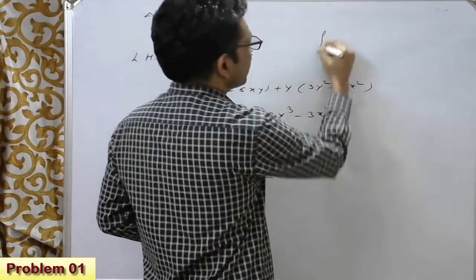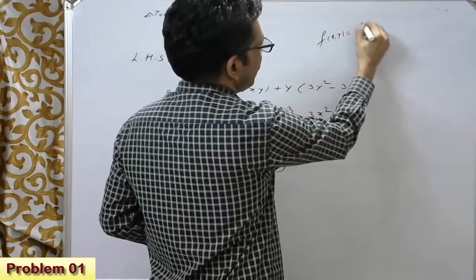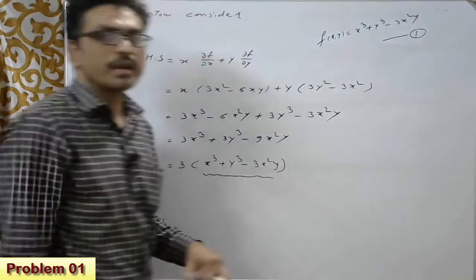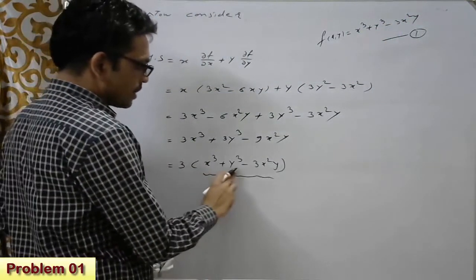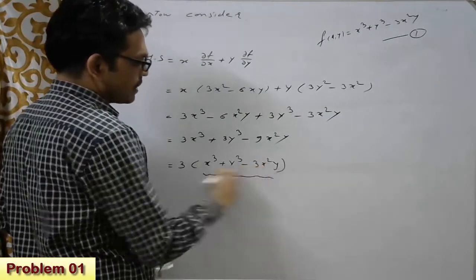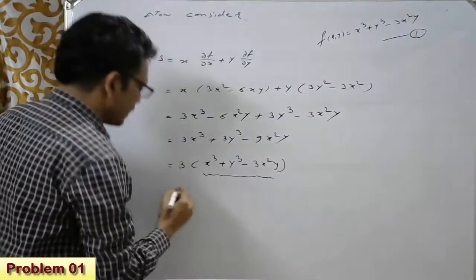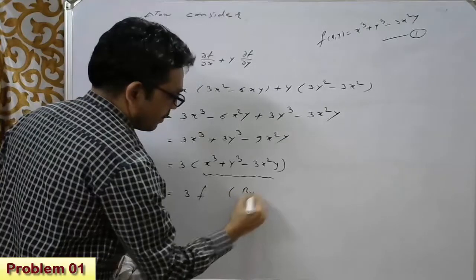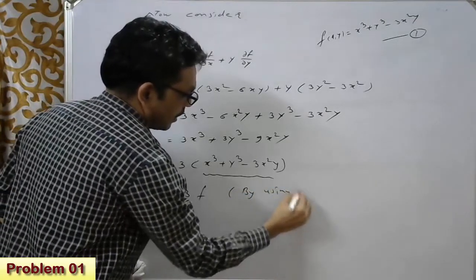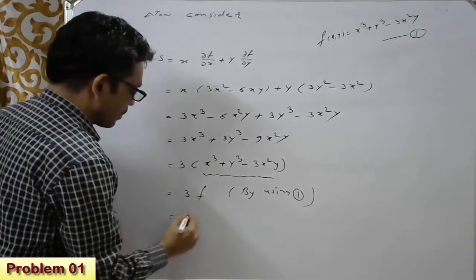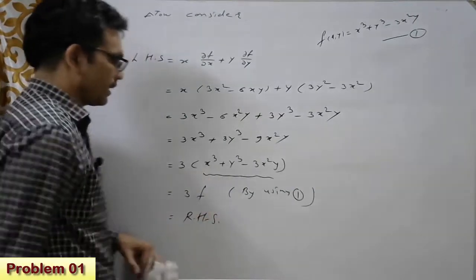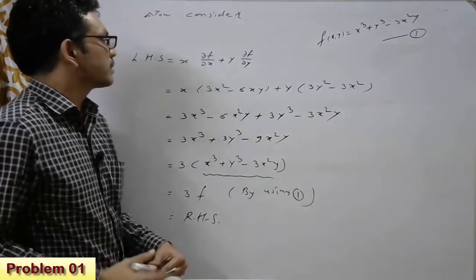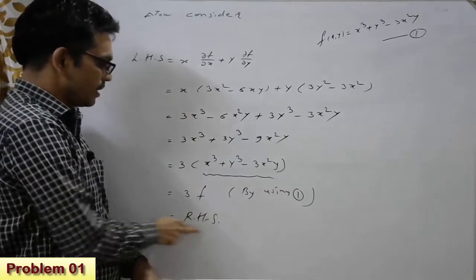What is our equation number 1? The function f(x,y) is equal to x cube plus y cube minus 3x square y. Therefore, x cube plus y cube minus 3x square y is nothing but the function f. Therefore, this is equal to 3 into f by using equation 1, which is the right hand side. Therefore, here we verified Euler's theorem. That is, the left hand side is equal to the right hand side.